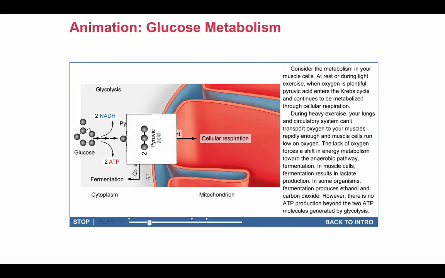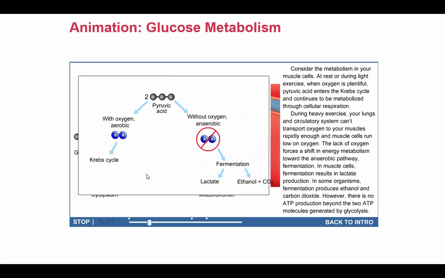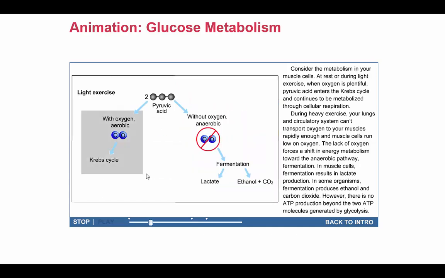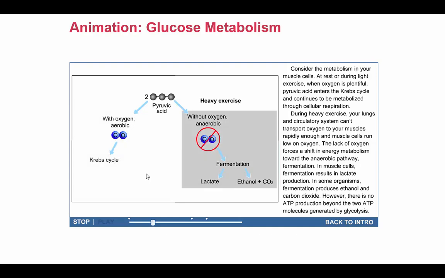Consider the metabolism in your muscle cells. At rest or during light exercise, when oxygen is plentiful, pyruvic acid enters the Krebs cycle and continues to be metabolized through cellular respiration. During heavy exercise, your lungs and circulatory system can't transport oxygen to your muscles rapidly enough, and muscle cells run low on oxygen. The lack of oxygen forces a shift in energy metabolism toward the anaerobic pathway, fermentation.